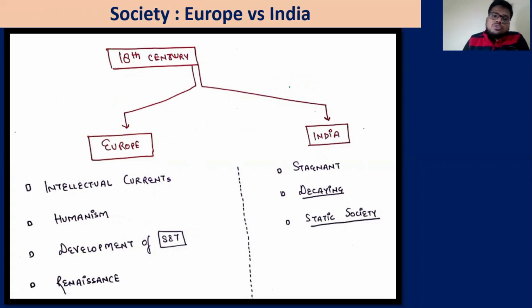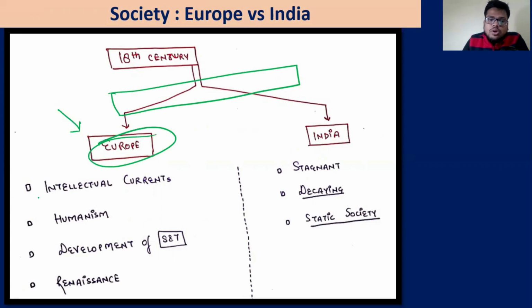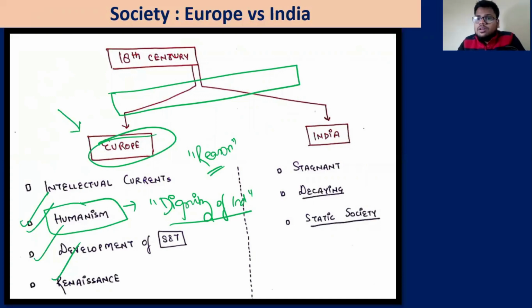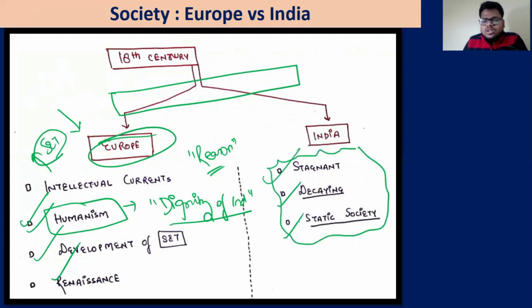Coming to the discussion on the society of Europe and India, as we have discussed earlier, European society has till now witnessed what? Renaissance, Reformation. The philosophy of humanism has taken root, based upon the idea of the dignity of an individual, where reason now needs to reign supreme. Everything will be questioned. The things which will not pass the criteria of reason will not be accepted. They will be challenged. So intellectual currents have become stronger, and science and technology has improved. We have discussed that. On the other hand, Indian society at that time remained very stagnant, decaying, a very static society.